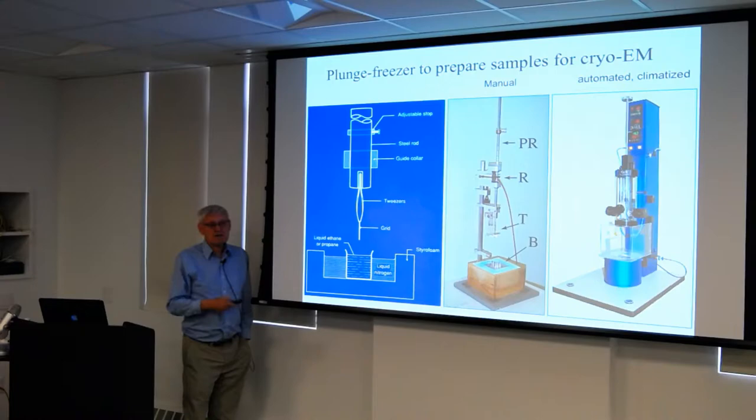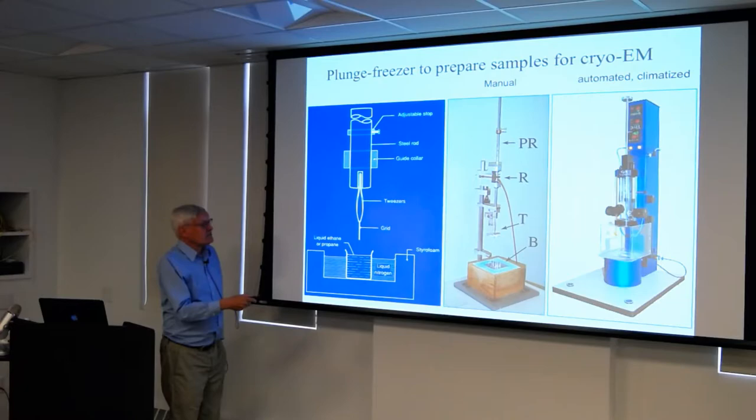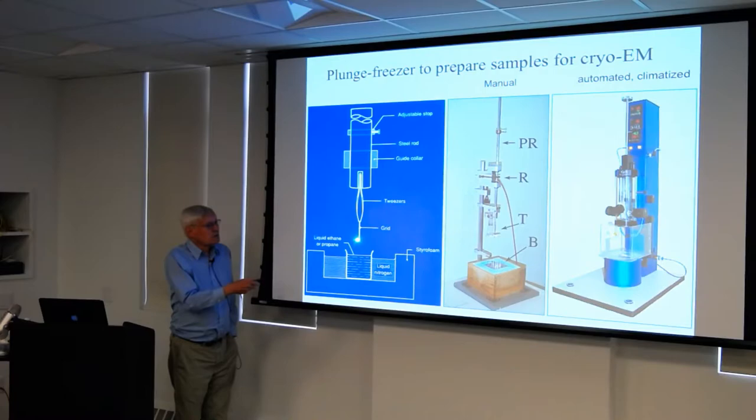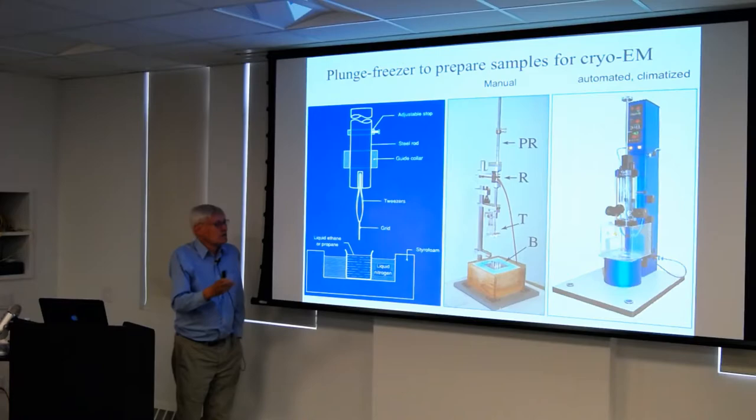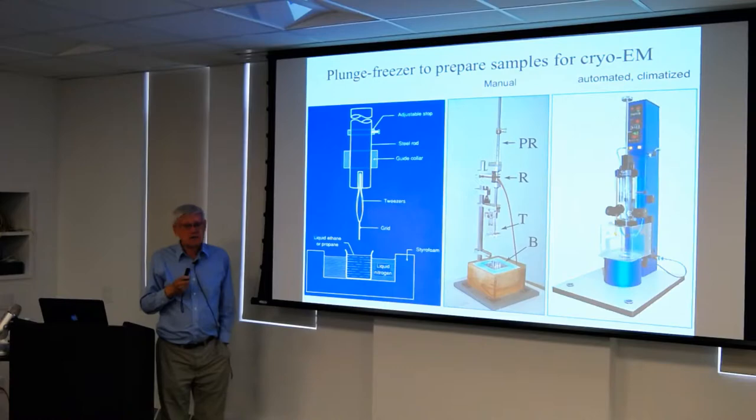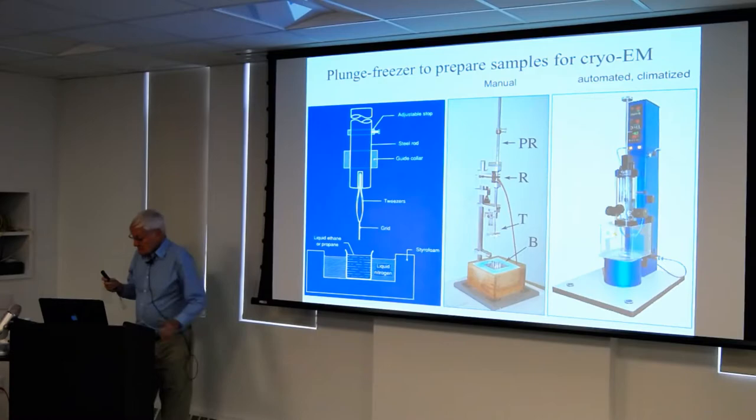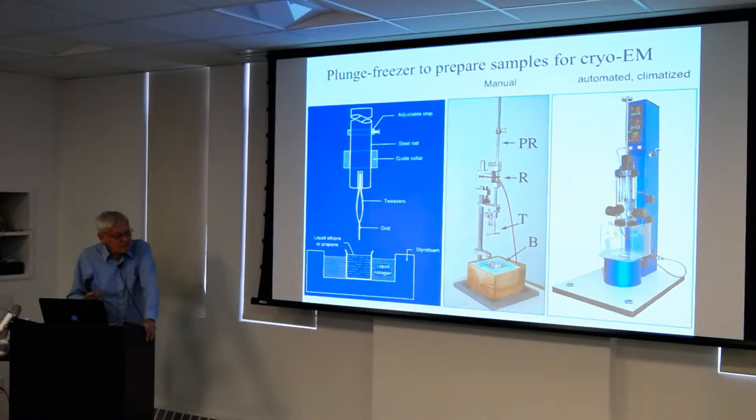So the ethane is at the same temperature as the liquid nitrogen. And so if the grid goes into it, we don't have any bubbles, and the heat transfer is instantaneous. And in 1980 or 81, they found that the consistency of the water in this frozen state is vitreous. It is glass-like, as though the water doesn't even notice that it's being frozen. Okay? And the molecule, that's the important part, is not being crushed in the process.